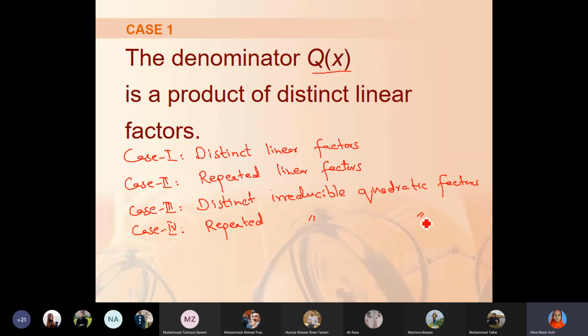Right? So in the third step, when I have to factorize my polynomial q of x, after that I have to write it as a sum of partial fractions. And for that I have 4 cases: distinct linear factors, repeated linear factors, distinct irreducible quadratic factors, and repeated irreducible quadratic factors. Let's see what my case 1 is.